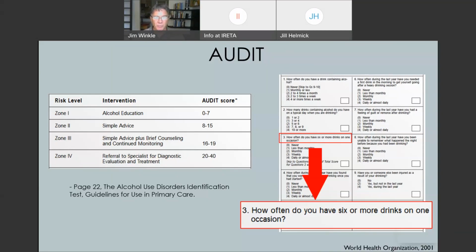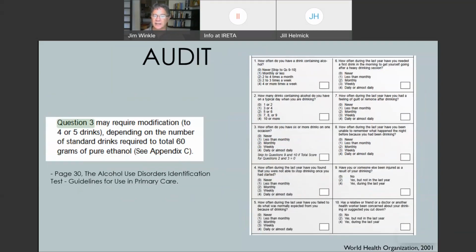Well, the problem is they probably didn't go through the fine print, because if you go through the fine print of that AUDIT guide, you're supposed to adjust question number 3 based on what in your country most closely gets you to a total of 60 grams of pure ethanol. Now, most clinics didn't do this, and I don't blame them, because is it fair to expect a busy clinic to go through 30 pages of a guide on how to use a screening tool and then find this little paragraph that says, by the way, you should adjust the number of drinks for question number 3?